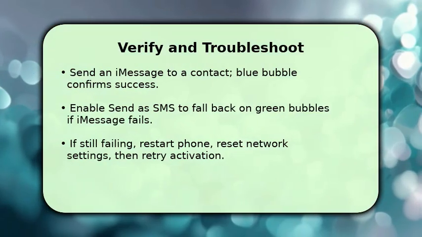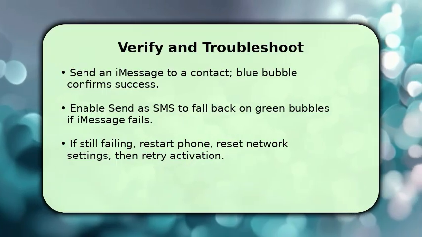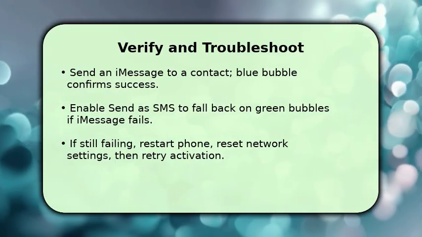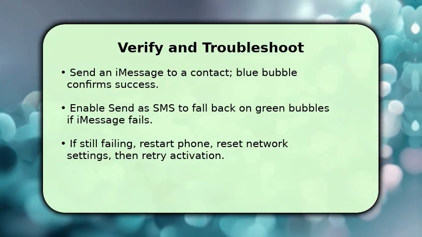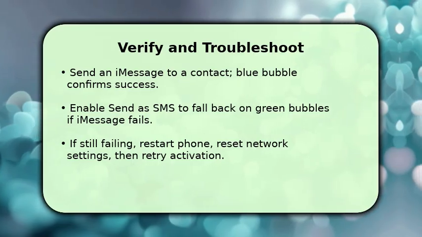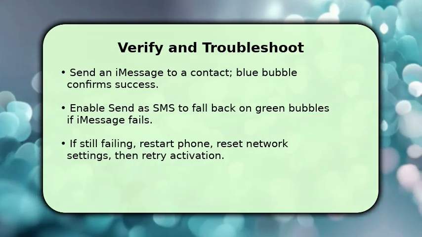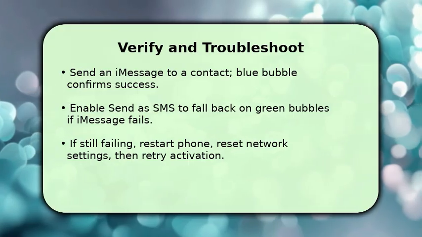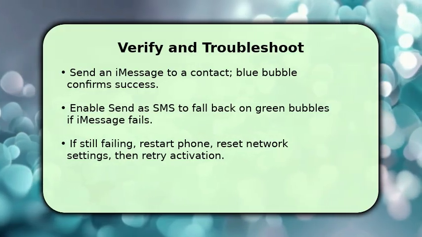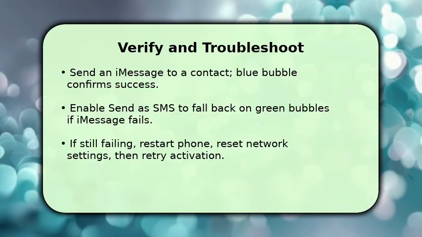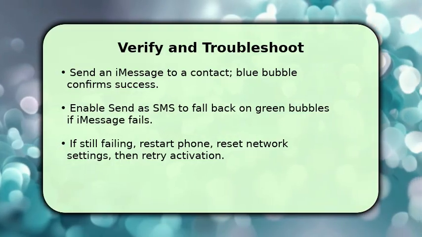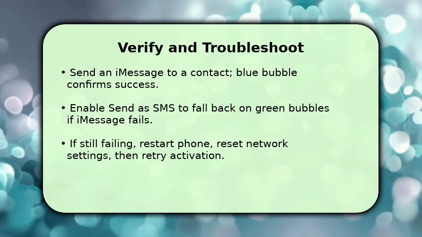Finally, verify by sending an iMessage to someone who already uses iMessage. A blue bubble means you're active. Make sure Send as SMS is enabled so messages still send as green when iMessage isn't available. If activation doesn't complete, restart the iPhone, and if needed, reset network settings to clear stuck profiles. This forces a fresh registration attempt.